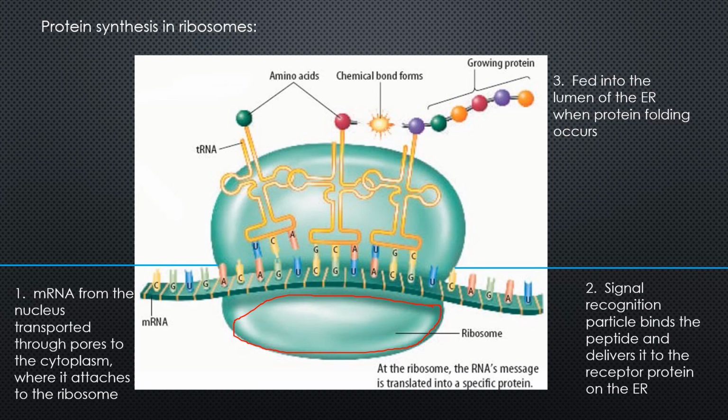That signal recognition particle binds the peptide that the ribosome was beginning to create. When it does, it delivers it to a receptor protein on the endoplasmic reticulum. It attaches, so it allows the ribosome to be attached to the membrane of the ER, the endoplasmic reticulum. Once it does that, the signal recognition particle comes off of the polypeptide, and we continue the process of making a protein.